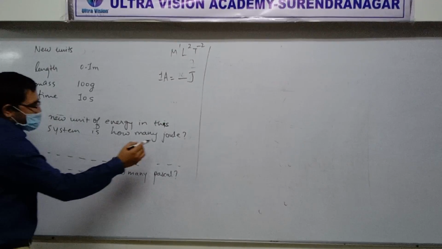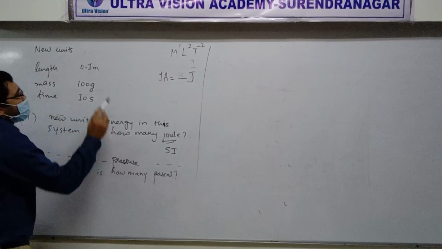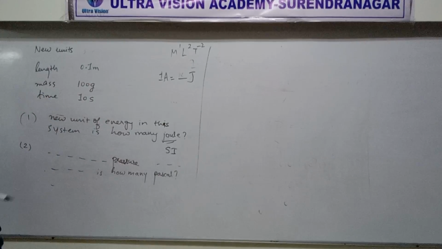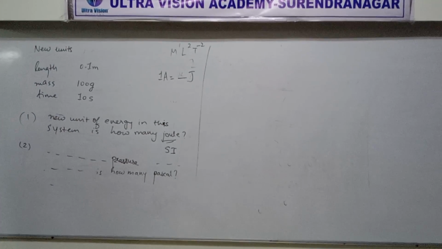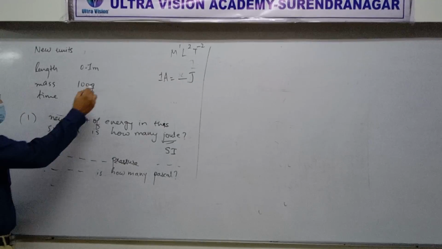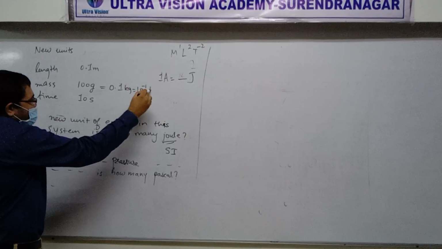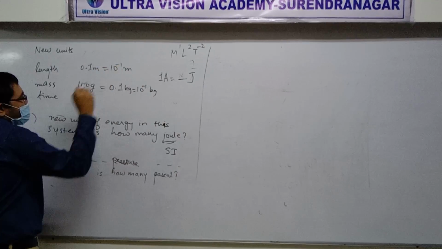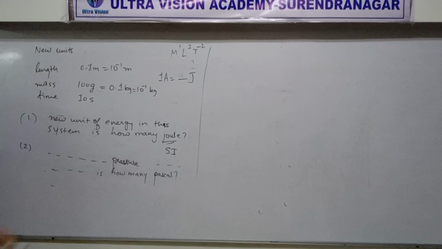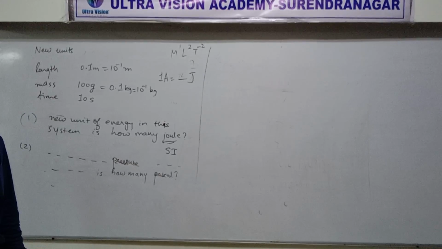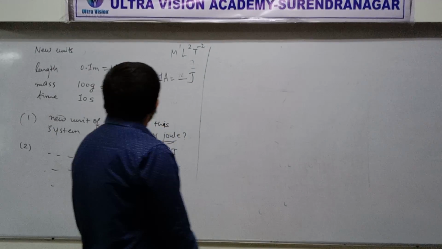Remember to use SI units because joule is the SI unit. Is meter the SI unit of length? Yes. Is gram the SI unit of mass? No, then we have to convert to kg. How much is that? 0.1 kg or 10 raised to minus 1 kg. Similarly, this is also 10 raised to minus 1 meter. And second, yes, is the SI unit of time. Then raised to minus 6.